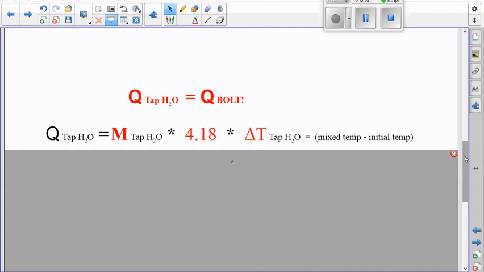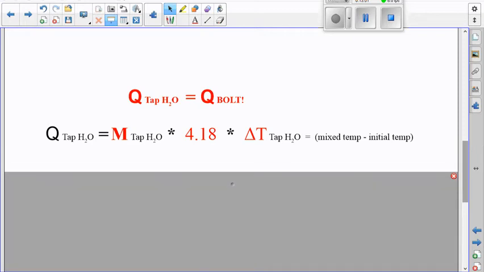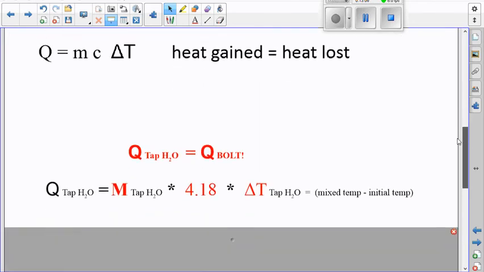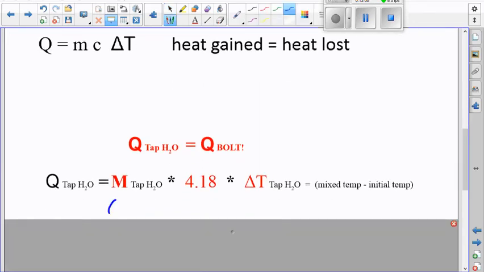So in this particular case, let's see what that was. The mass of tap water was 64.92. So this is going to be 64.92 times 4.18. And my delta T was, was it 4.3? Yeah. Okay. 4.3. And I saw a lot of people with 4.3s, and that's great. 27 minus 22.7, 4.3. I like to see that 4.3. That was good. Okay? And we plug all this in. Can someone plug this in for me and tell me what they got?